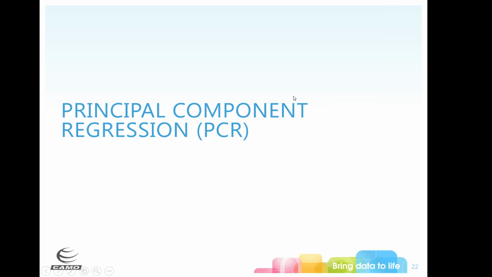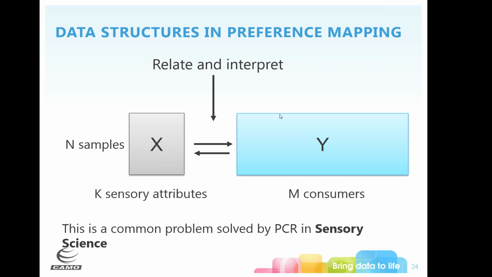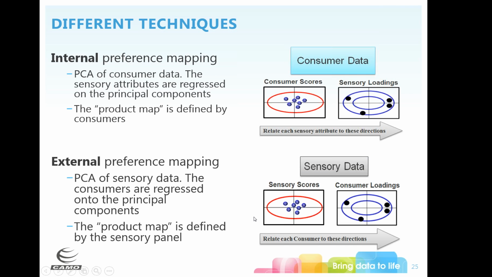So the next thing we can do, which I touched on briefly, was principal component regression. What that allows us to do is you do your principal components analysis, and then using your new principal component space, you fit Y data to it, like a preference. And so you're able to look at your samples and sensory attributes versus your customers. It's a very common problem solved by principal components regression in sensory science.